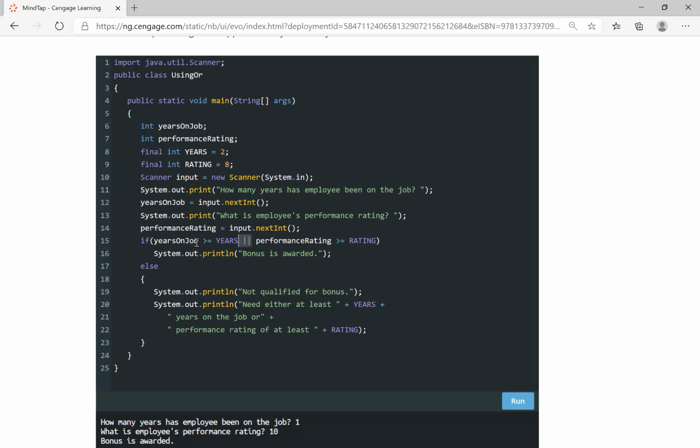If I've been there 1 year, is 1 greater than or equal to years, which is 2? No, that's false, right? But in an OR statement, only 1 has to be true. By the way, they all can be true as well. Let's see if this part's true. My performance rating was 10, and that's greater than or equal to 8. So as long as at least one of these in line 15 is true, it prints the bonus. So ORs can trump everything. Be very careful in your logic when you're writing the code that you have the correct one. Do I really mean and, or do I mean or?